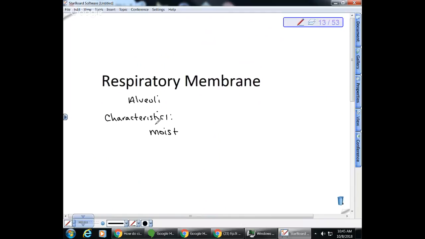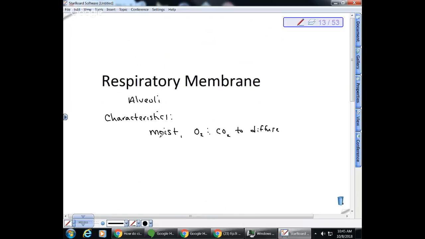Like when you sit in a car on a cold day and you start to fog up the windows, that is all water that's coming out of your lungs, right? So we lose water across the surface. But it must be moist because this allows oxygen and carbon dioxide to diffuse. We'll talk a little more about diffusion in a bit, but they have to be dissolved in water in order to passively move across this membrane.